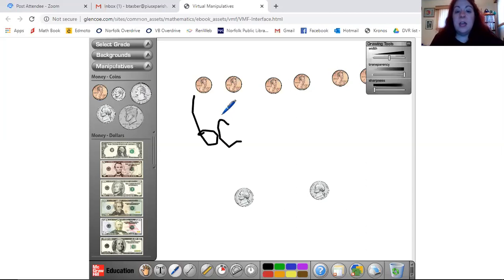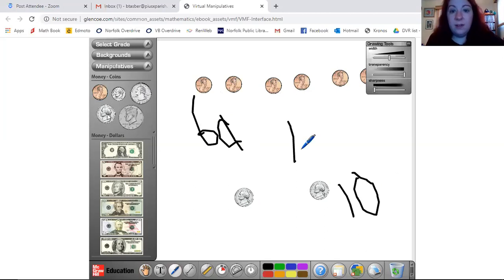Okay, so now let's look at our nickels. We have 5, because 1 nickel is 5 cents, right? So we have to count by 5s for the nickels. So 5, 10. So we have 10 cents with the nickels. Now, how much money do we have all together? Well, you can add 6 cents plus 10 cents, and that should give you 16 cents. Okay, good job. 16 cents.